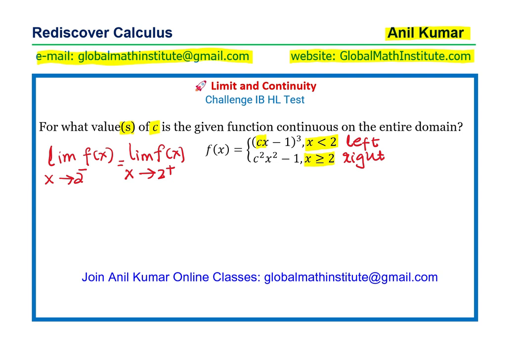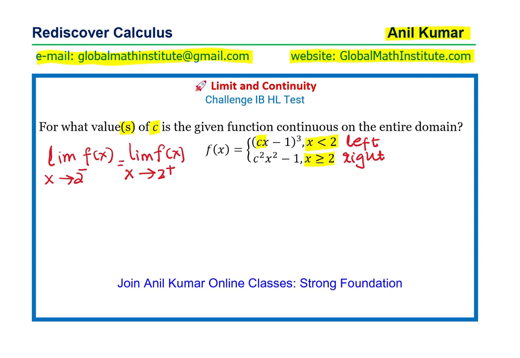They should be the same. So if I substitute 2 here, I get the limit from the left side. Let me rewrite that. When I substitute 2 for x, I get (2c minus 1) whole cube. That is from the left side. That should be equal to the other leg of this piecewise function. 2 squared is 4, right? So we can write 4c squared minus 1. So these should be the same.